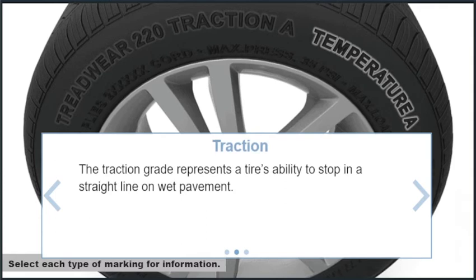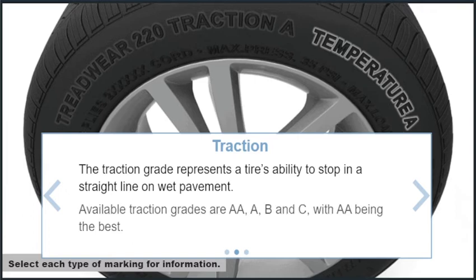The traction grade represents a tire's ability to stop on a straight line on wet pavement. Available traction grades are AA, A, B, and C, with AA being the best.